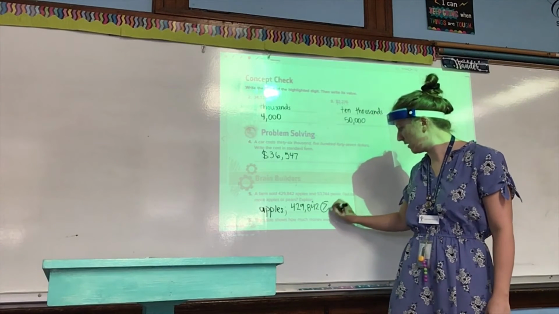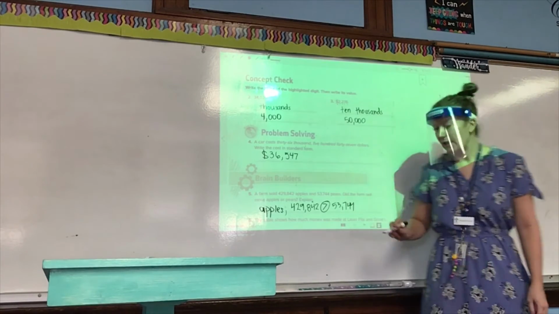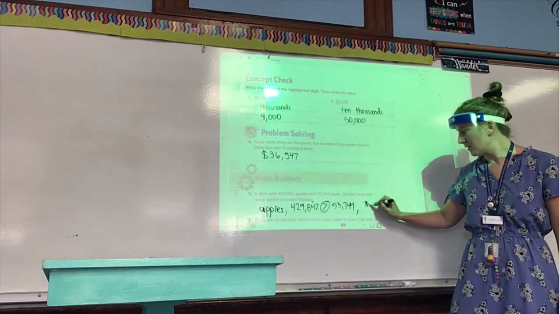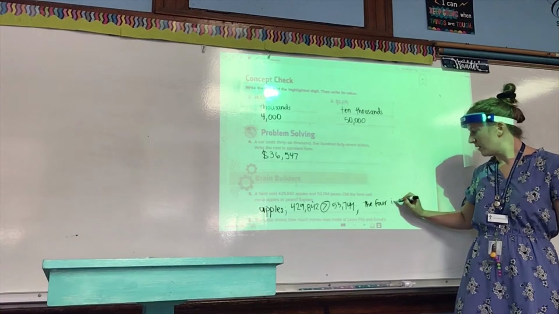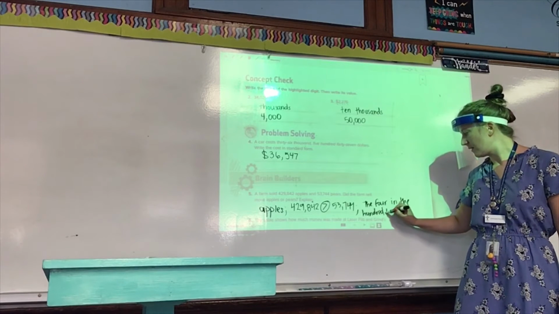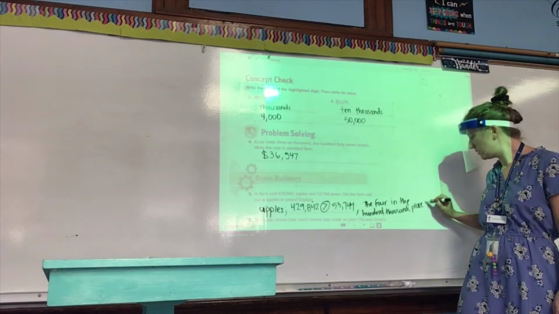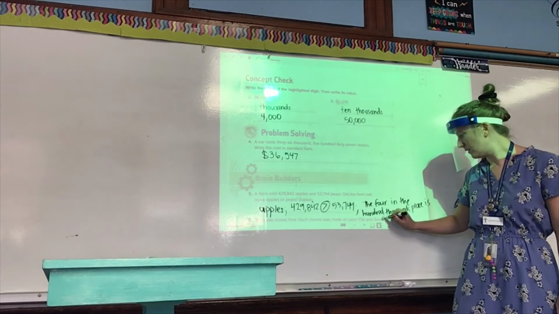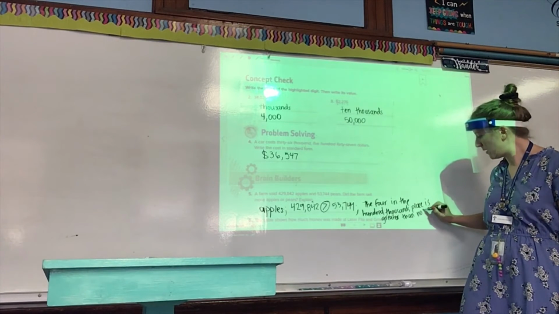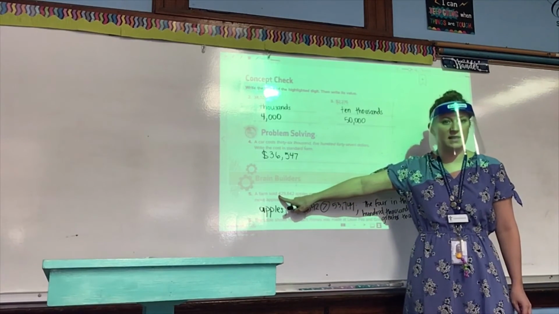429,842 is greater than 53,744. Another way you can answer is, the 4 in the hundred thousands place is greater than nothing. Because in the number of apples, we have a 4 in the hundred thousands place.